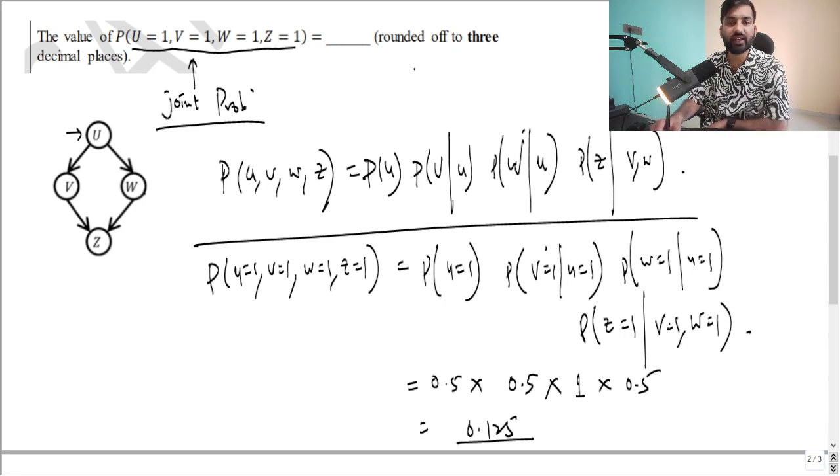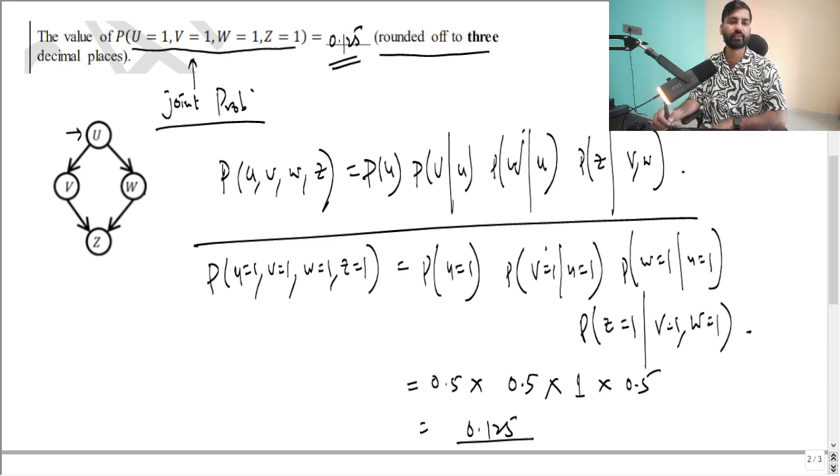What they are asking is to answer this question up to 3 decimal places. So the answer is 0.125. You are getting the exact answer. So this is how we solve the Bayesian network problem. Whenever a Bayesian network is given, you can find the joint probability. And whenever the joint probability or joint distribution is given, you can draw the Bayesian network and you can investigate conditional independence. I hope you might have understood this.